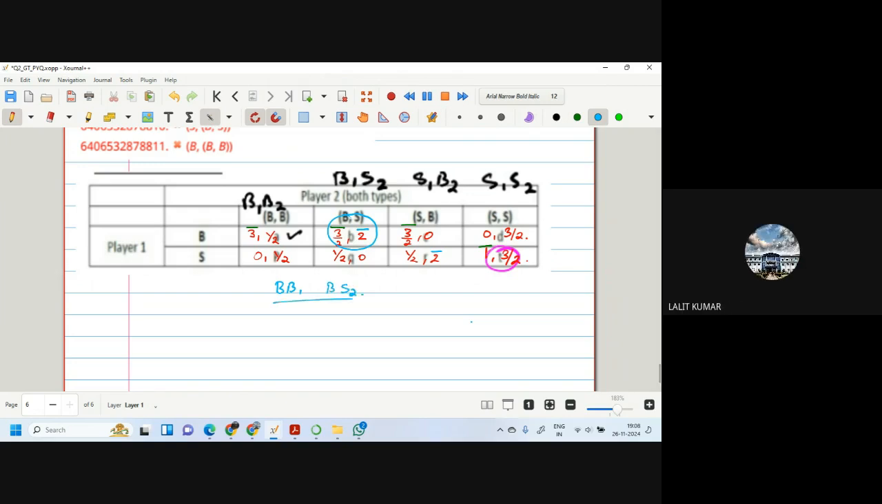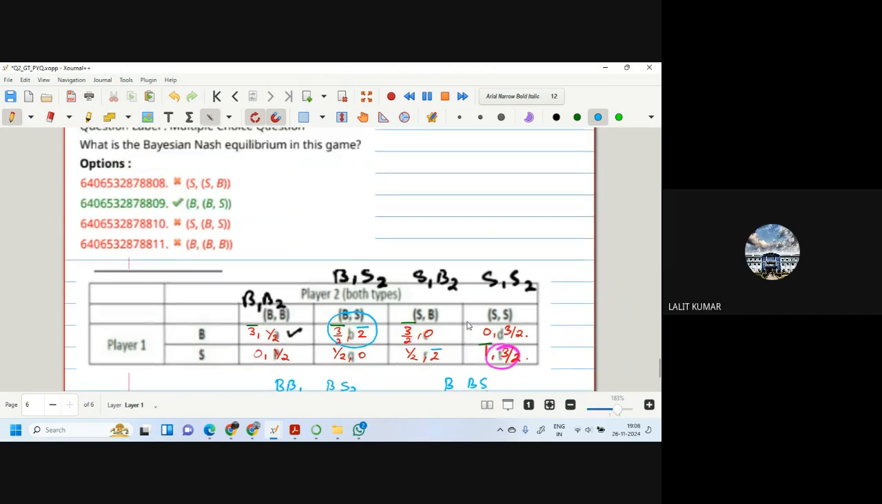BBS BS2, इसको हम क्या लिख सकते हैं, BBS also. ओके, सो आपका ये रहा आंसर. ठीक है. Nice.